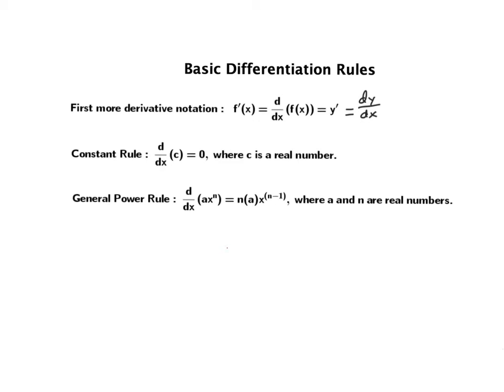Now our first couple of rules. The constant rule simply says that the derivative of any real number is 0. The general power rule says that the derivative of x to any power with a coefficient of a is equal to the power times the coefficient times x, and then we reduce the exponent by 1.